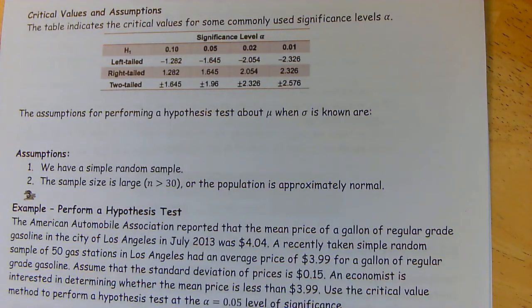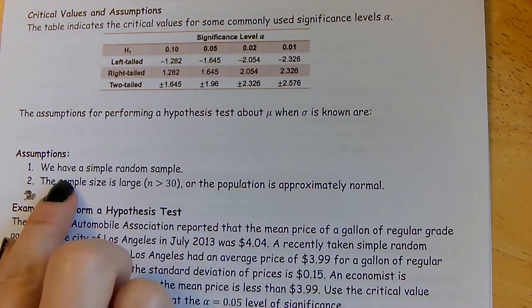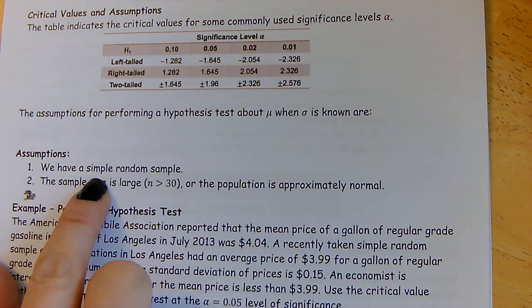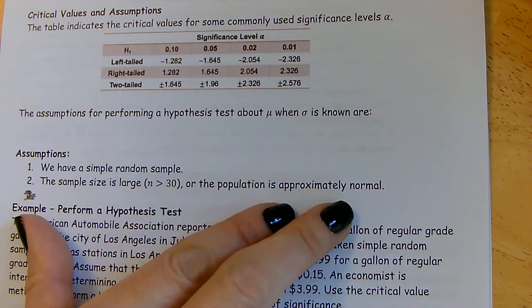So to perform the hypothesis test, first, our assumptions are our sample is a simple random sample. And the sample size is either larger than 30 or from an approximately normal population.